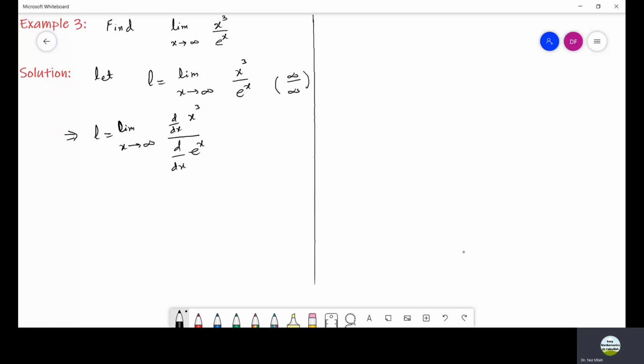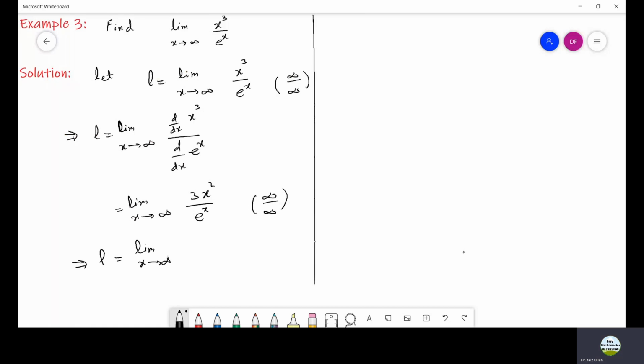From this we can obtain the limit as x approaches infinity of 3x square divided by e power x. Again we can see that if we apply the limits, we have infinity by infinity form. Therefore, we use the L'Hopital rule once again.